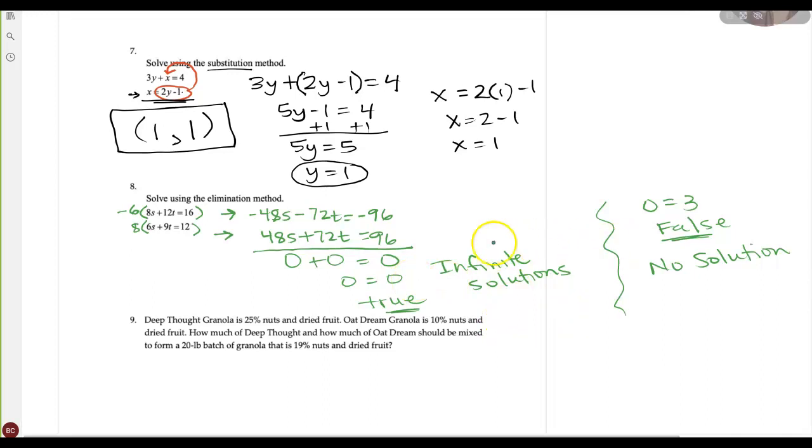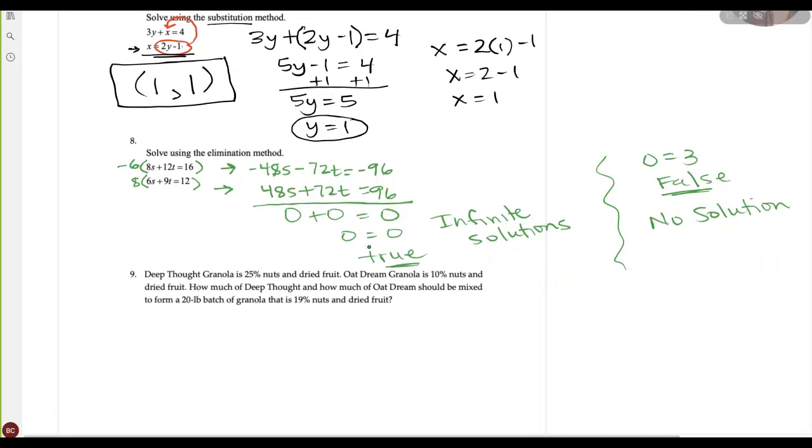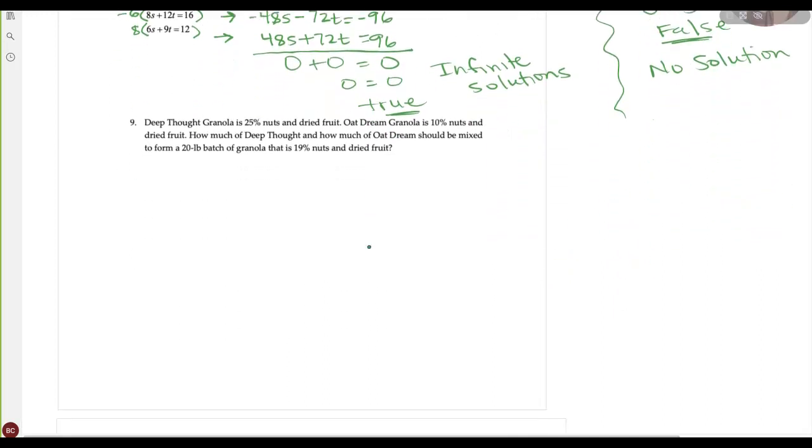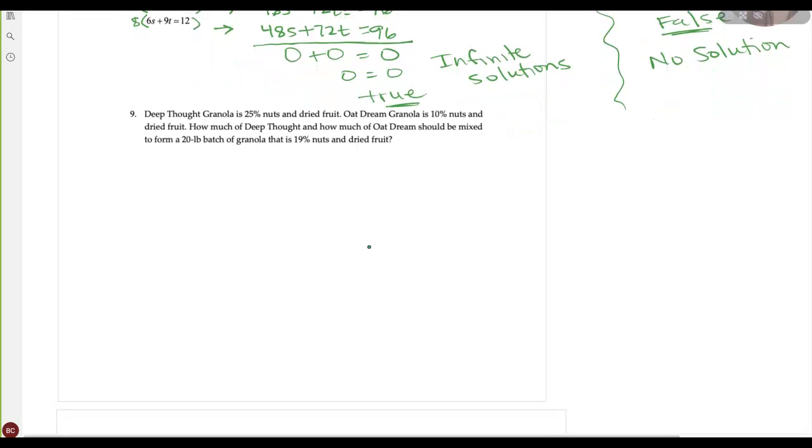Okay, let's get to some story problems here, right? And sometimes those story problems, people are like, how do I do this? So let's focus on a couple of them here to make sure that you know how to do these.